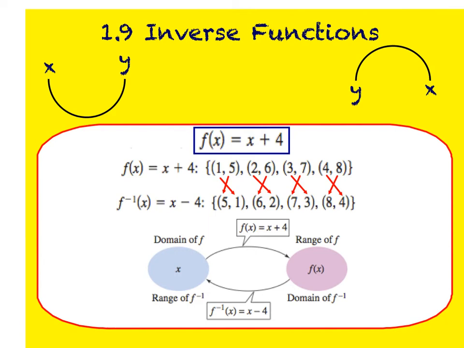Inverse function. So if I have a function here, x plus 4, and I have a function here as my inverse, x minus 4, and I have all these ordered pairs: (1, 5), (2, 6), (3, 7), (4, 8), and then my inverse has ordered pairs (5, 1), (6, 2), (7, 3), (8, 4). What happened? They switched. Okay, an inverse is a switch in x and y.